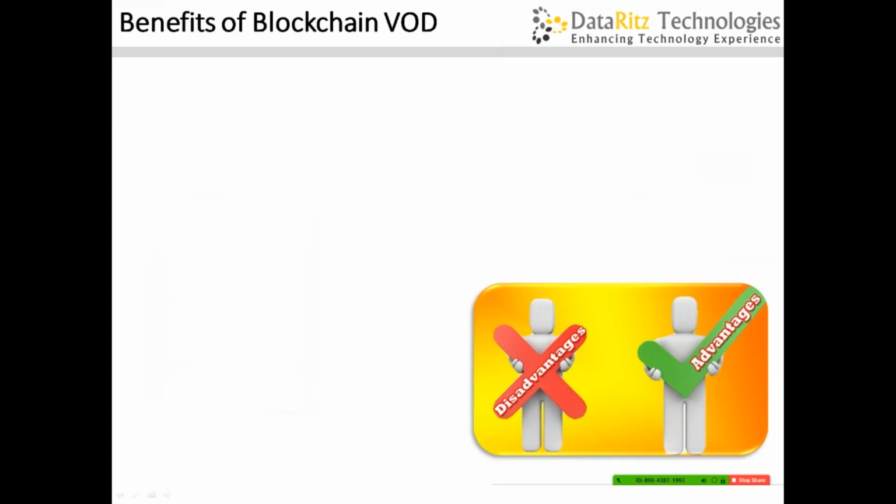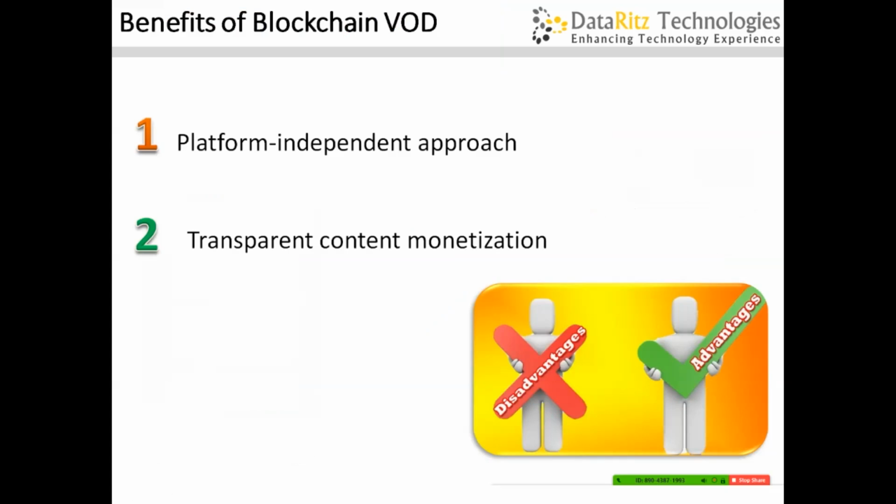The point is how this is better than existing platforms. They are a platform-independent approach with transparent content monetization. This is very important. Take an example, YouTube. You put your videos on YouTube and they start paying money when you have 1,000 subscribers and 4,000 minutes of watch time. But that is not the case on these kinds of platforms. This is transparent content monetization. And second, content ownership is safe, because being a blockchain solution, your contents and your ownership are safe.